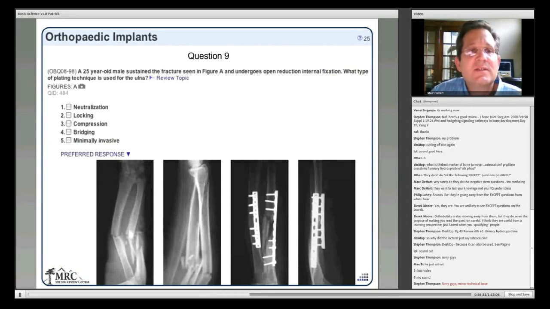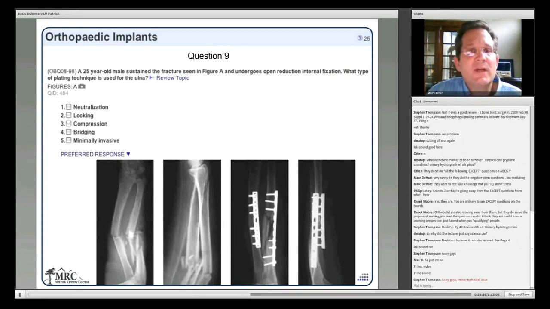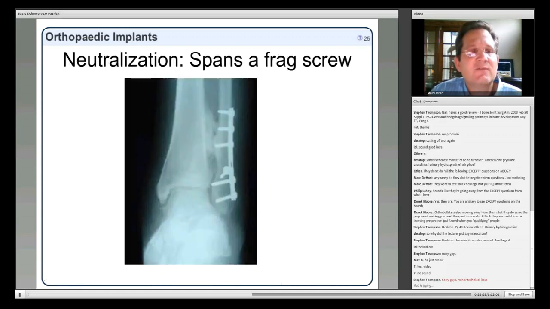Next question is, a 25-year-old male sustains the fracture seen in figure A and undergoes open reduction internal fixation. What type of plating technique is used for the ulna? Well, the first part is you got to know which bone is the ulna, and that's helpful. And you can see that this both bone forearm fracture has a comminuted segmental ulnar fracture, and then they put some plates on it. So you need to know the different kinds of plating, and they give you a long list that we'll go through briefly.